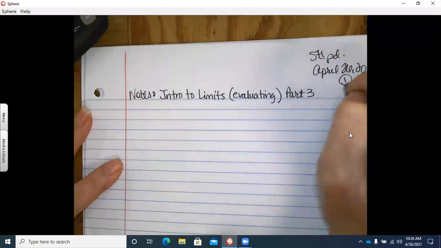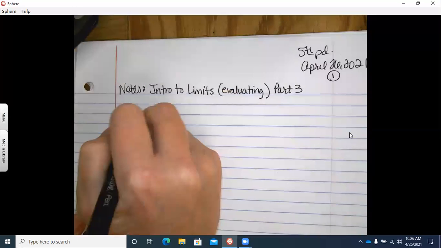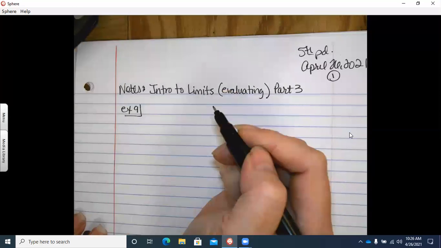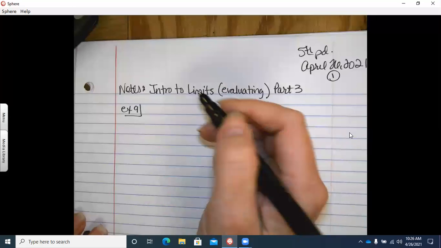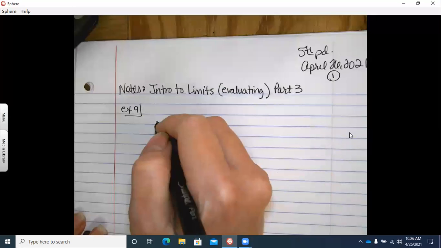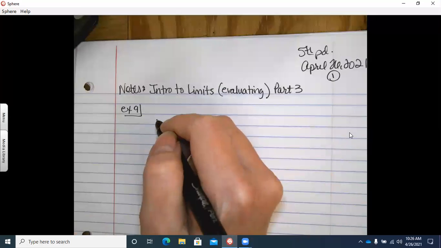All right, like I said, I only have 4 more examples, and I believe this one is example 9. Is that right? Was y'all's last one 8? Okay. The last one was 9. Was it the square root of x plus 10 over x minus 10? Oh, okay, so this would be 10.